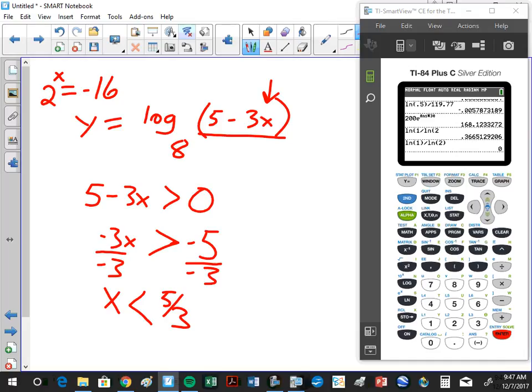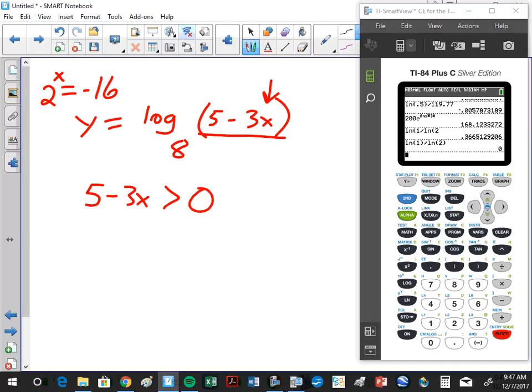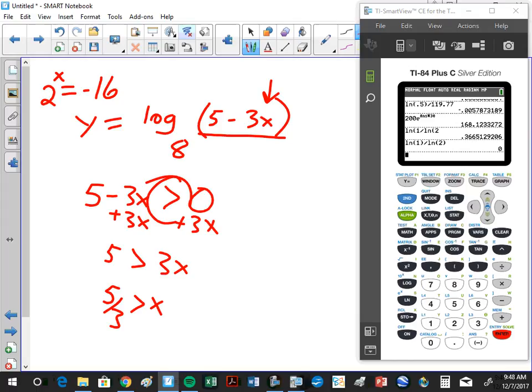Well, because, well, let me show you 2 different reasons. First, if I add 3x, then I get 5 is greater than 3x, and then you can see 5 over 3 is greater than x. That's what we got. It was just kind of rotated around, right? Well, the reason that's the case is we no longer have a balance.